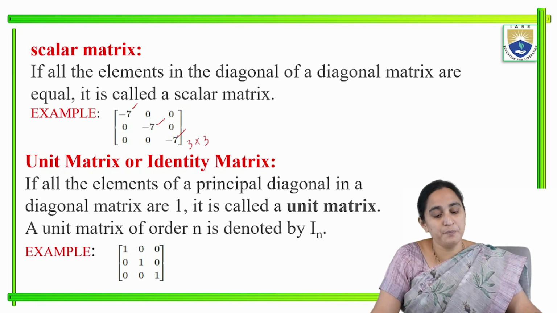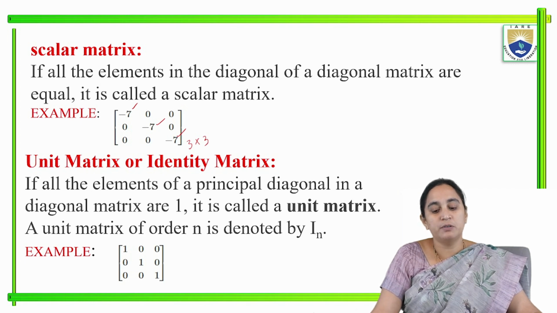Next type, unit matrix or identity matrix. Same as scalar here, but with a small difference. If all the elements of the principal diagonal in a diagonal matrix are 1, it is called a unit matrix. A unit matrix of order n is denoted by In. How to denote the order of the matrix? That is n, and it is denoted by In.